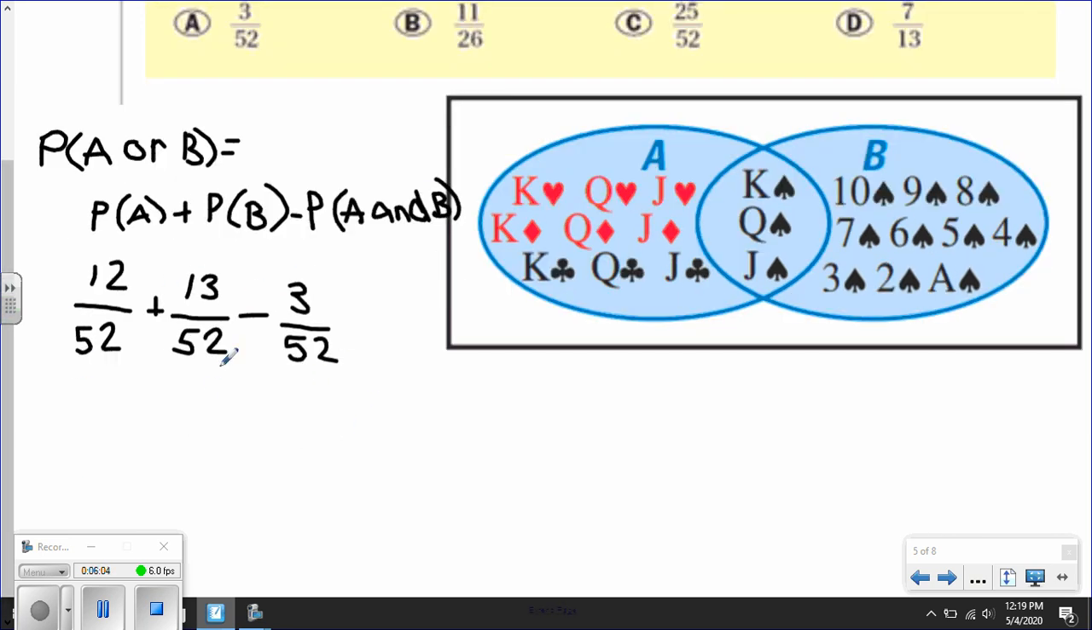If we plug that in our calculator, you're going to get 22 over 52. You can leave your answer like that, or you see that they're both even numbers, so it does simplify to 11 over 26. So I would accept either of those on the homework.